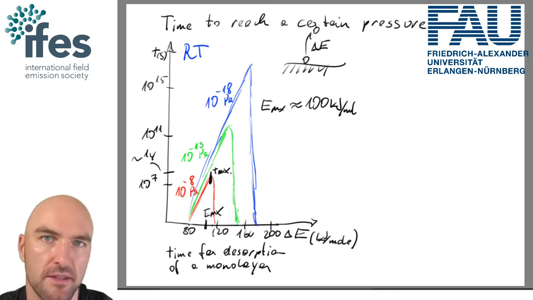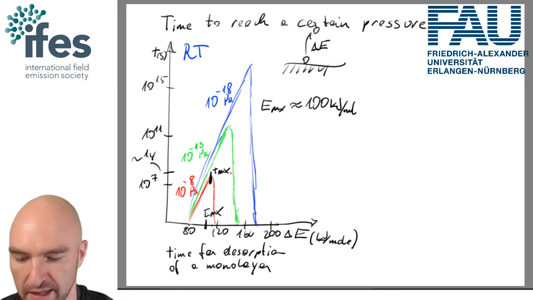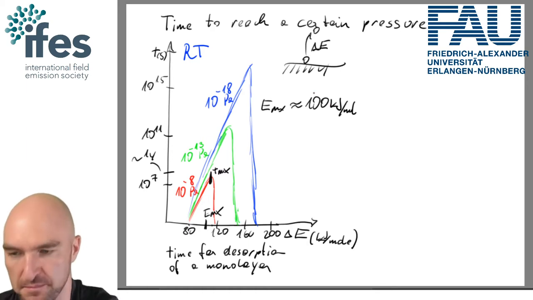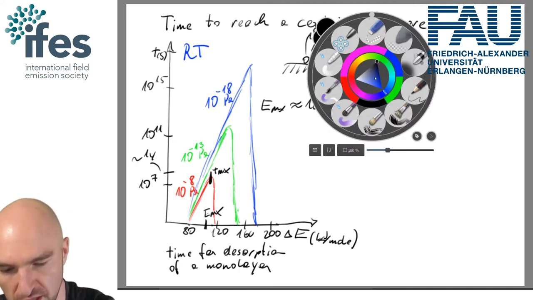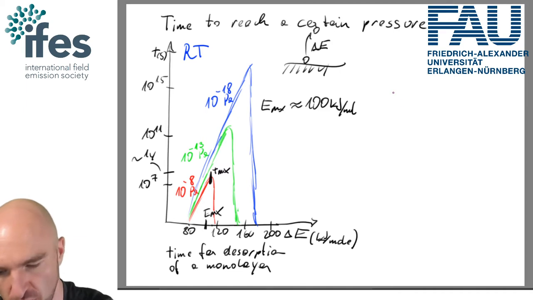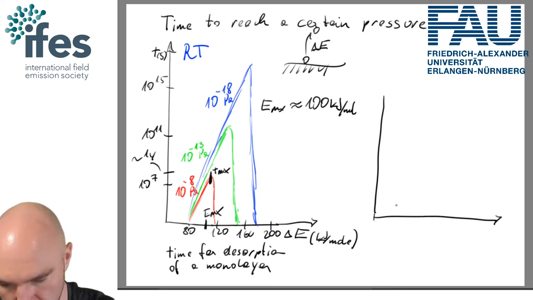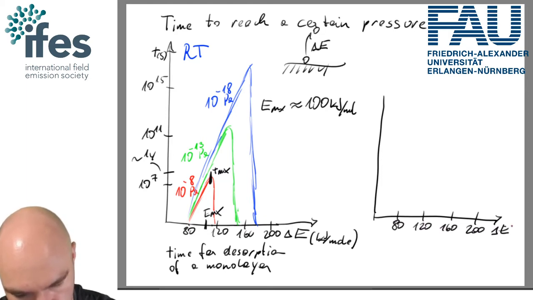Because essentially it's a Boltzmann distribution, right? So if you had a relatively high adsorption energy, then the molecules just simply wouldn't desorb. Since I said this is at room temperature, it obviously changes quite a lot if we go to elevated temperatures. So if I do the same graph with 80, 120, 160, 200, delta E in kilojoules per mole.